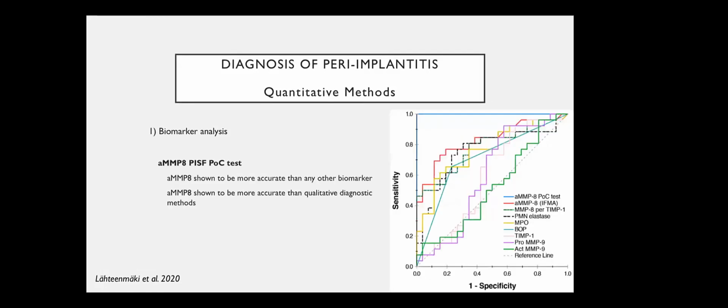So if you're comparing aMMP-8 to other biomarkers in the saliva and the gingival crevicular fluid, if you look at the graph on the right, you can see that aMMP-8 has the best sensitivity and the best specificity compared to any other oral biomarkers, and also the current gold standard for diagnosing peri-implantitis, which is bleeding on probing. So you can see here the bleeding on probing is not as good as the aMMP-8 point of care test, which is all the way up here and very stable. So aMMP-8 has been shown to be more accurate than any other biomarker, and also more accurate than qualitative diagnostic methods currently available to us.